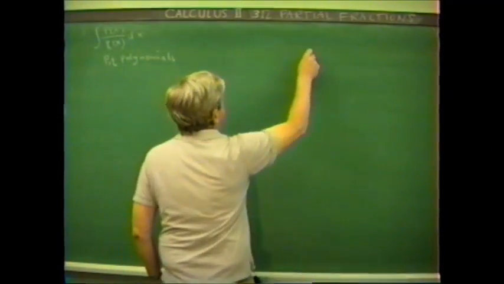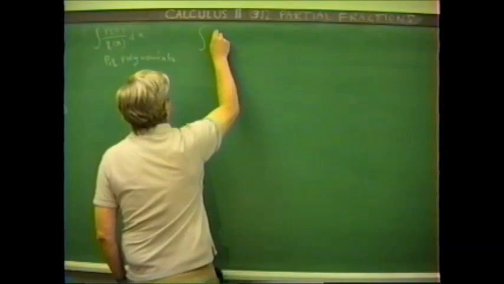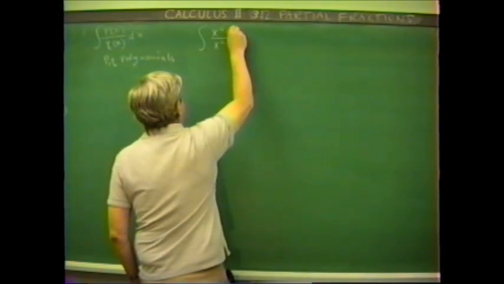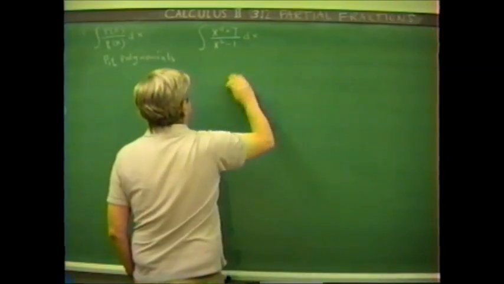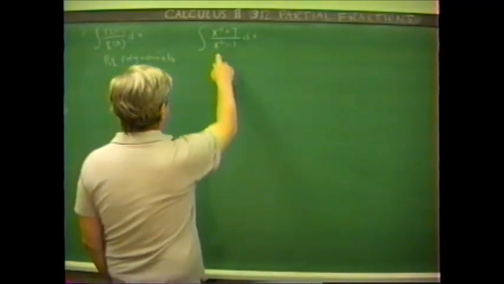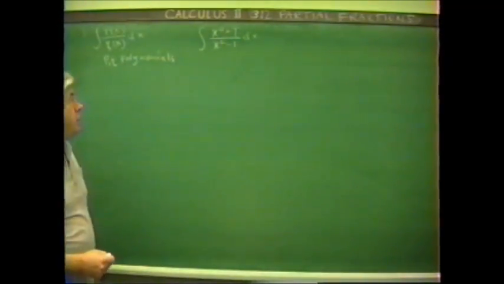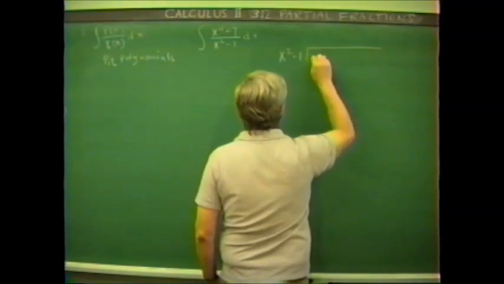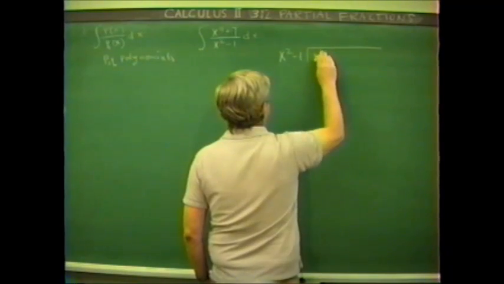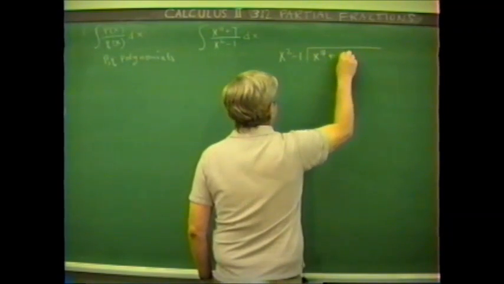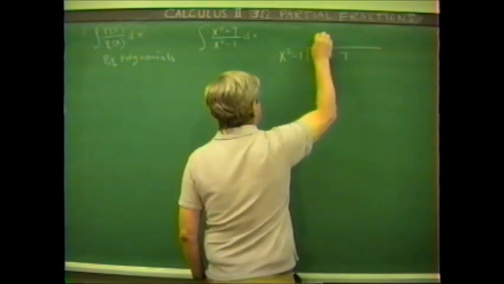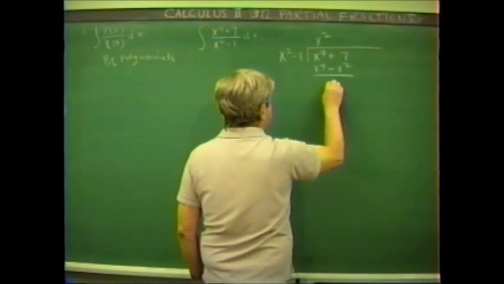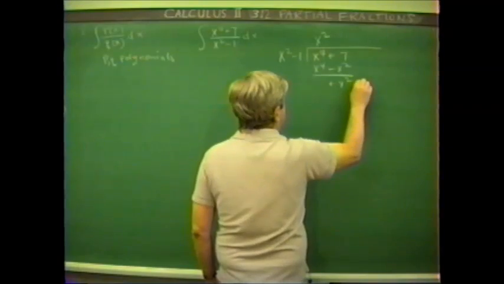So, for example, if we have something like the antiderivative of x to the fourth plus 7 over x squared minus 1 dx, the numerator is of higher degree. Even if it was equal degree, we could take x squared minus 1, the denominator, and divide it into the numerator. x squared into x to the fourth plus 7 is going to give us x squared. We end up with x to the fourth minus x squared. Subtracting, we get x squared plus 7.